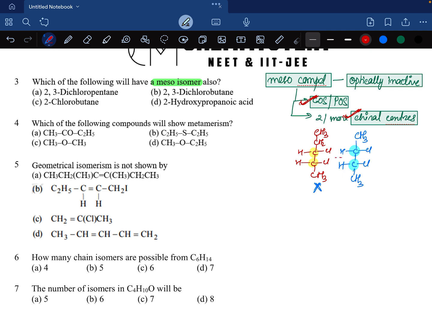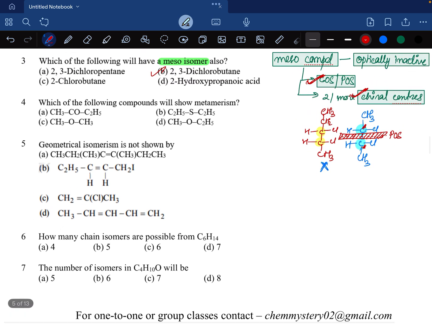If I divide the molecule in this way, that is, put a mirror here, can you see one half of the molecule is just the mirror image of the other half, right? So this is plane of symmetry. So plane of symmetry is also present, plus chiral carbons are also present. Both the conditions are satisfied. So this B option will be the answer, that is, it can form a meso isomer.